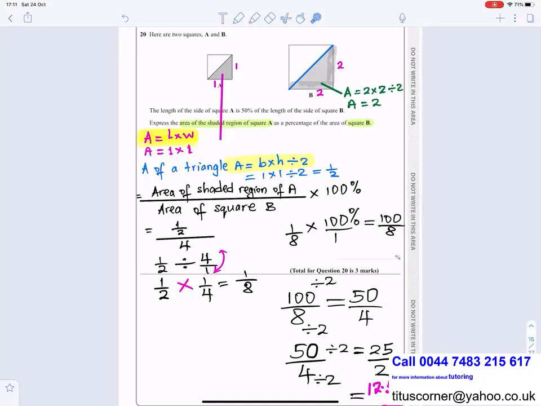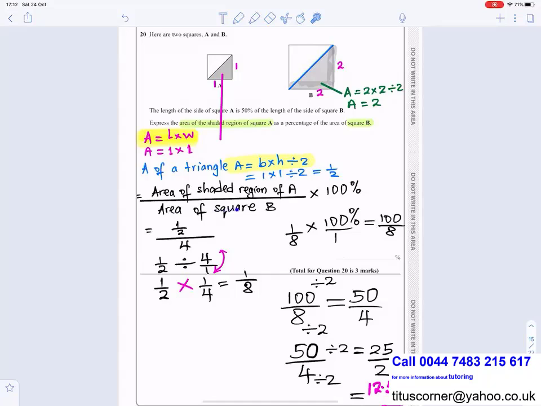So 1 times 1 divided by 2 gives you a half. We want to work out the area of the shaded region of square A as a percentage of the area of square B. So the area of the shaded region of A divided by the area of square B, times 100%, because we want to change it to a percentage. What's the area of the shaded region of A? It's a half, because it's a triangle, 1 times 1 divided by 2.